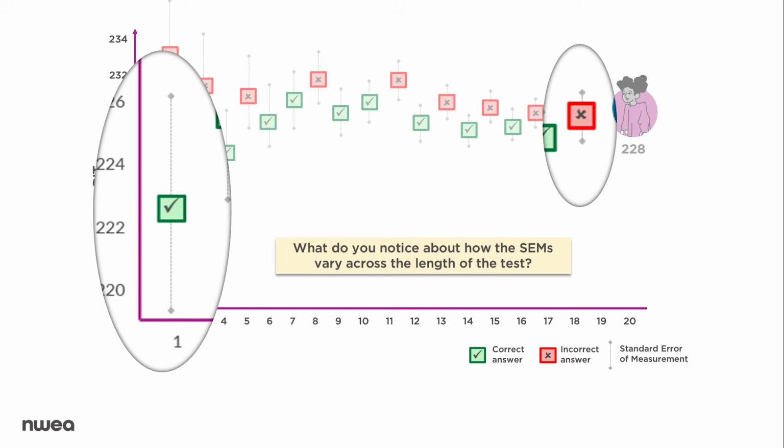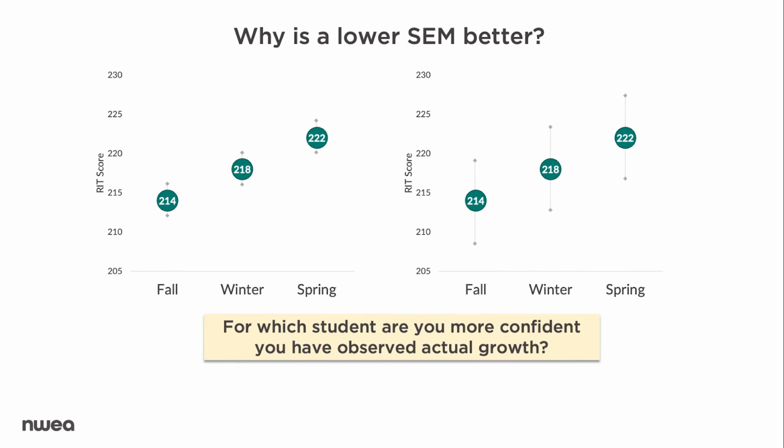Once the SEM gets low enough, the test is confident in the score, even if we haven't had to administer the max of 40 items. So why is a lower SEM better? Well, consider these two graphs.